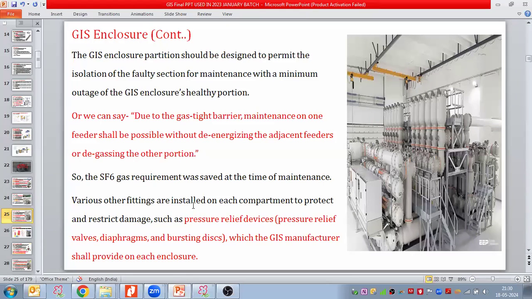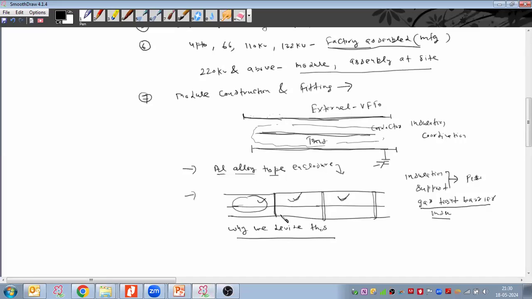Various other fittings are installed on each compartment to protect and restrict damage in the GIS, such as pressure relief devices, pressure relief valves, diaphragms, bursting disc, or we call it BD, which the GIS manufacturers shall provide on each enclosure module. So as we discussed here, these partitions save the gas quantity and allow easy maintenance of the GIS enclosure.